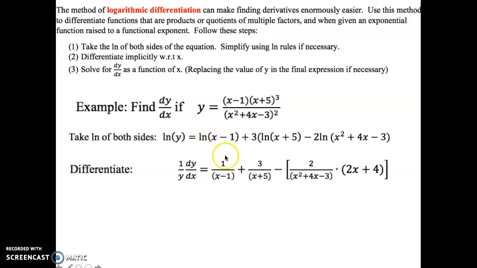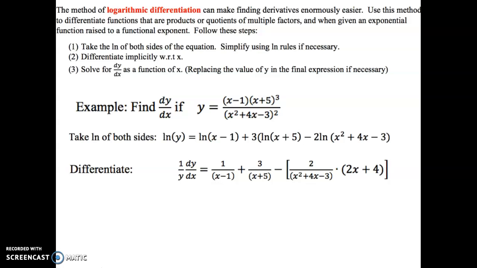The derivative of this is 1 over the function times the derivative of the inside, which is just 1, plus the 3 is a constant multiple, gets pulled to the front. The derivative of natural log is 1 over the function multiplied by the derivative of the inside function, which again is just 1, minus the 2 is a constant, I pull it to the front. I'm taking the derivative of natural log, it would be 1 over the function multiplied by the derivative of the inside function. All right, I've taken the derivative term by term.